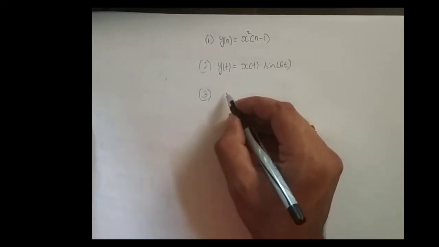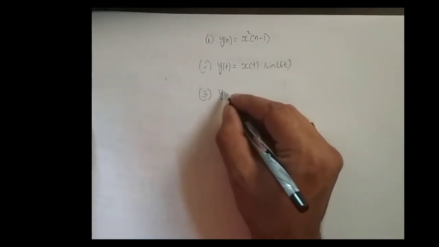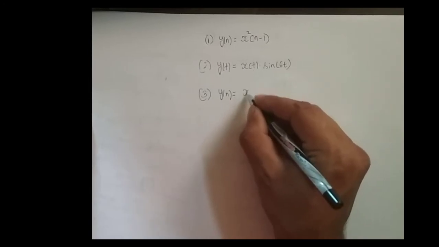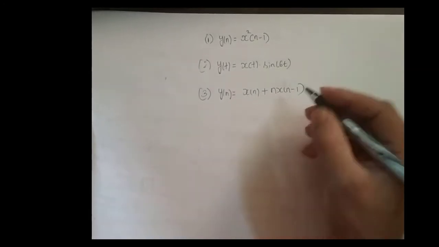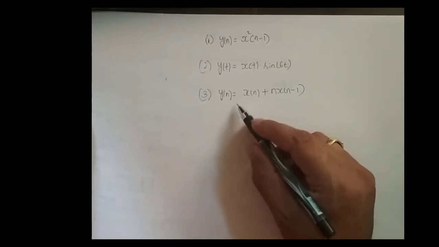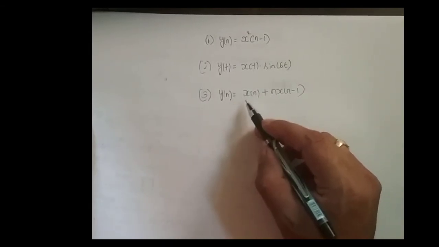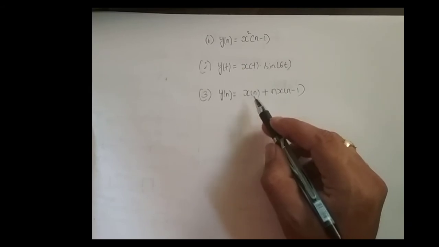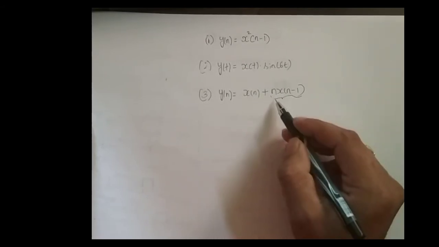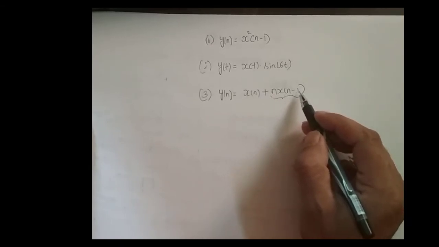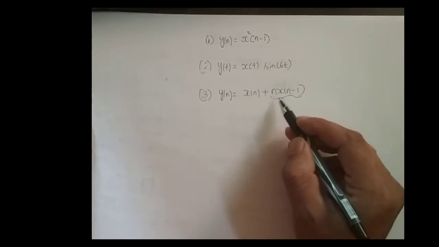And the third one, y of n is equal to x of n plus n times x of n minus 1. Here in this case, if you feed x of n to the system, for that signal x of n, one more signal is getting added, and what is that signal? N times x of n minus 1. The signal shifted right one time, and for that n is getting multiplied.